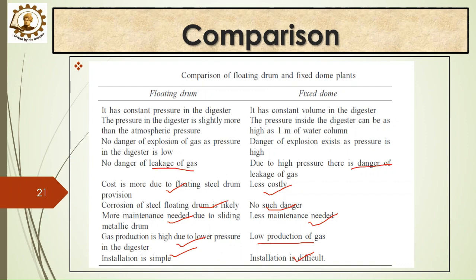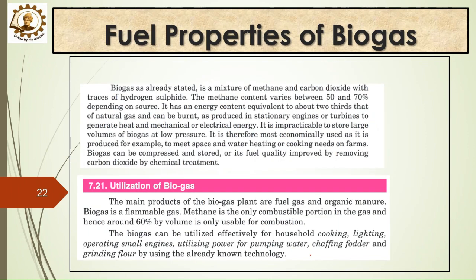type digesters. Now, coming to the fuel properties of biogas. So, how do we utilize biogas? The main products of biogas plants are fuel gas and organic manure. Biogas is a flammable gas. Methane is the only combustible portion, and hence around 60% of the volume is usable for combustion. We use it in villages for household cooking, for lighting, for operating small engines, for pumping water, for chaffing fodder, for grinding flour.